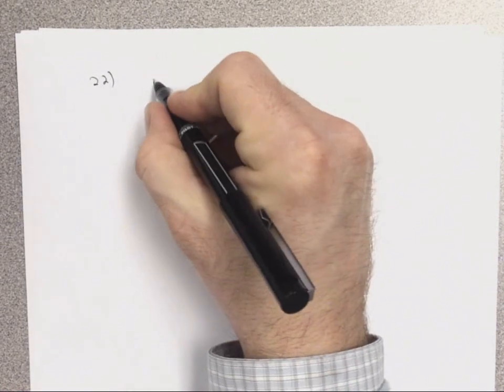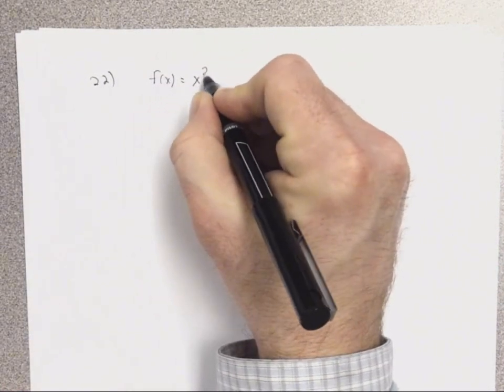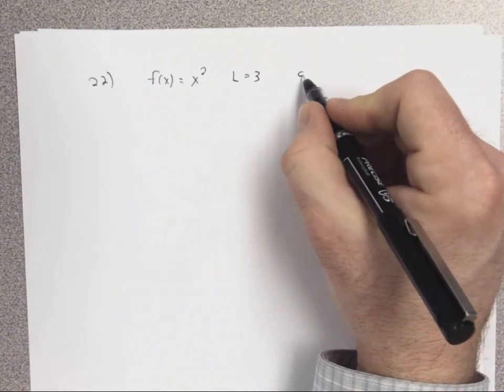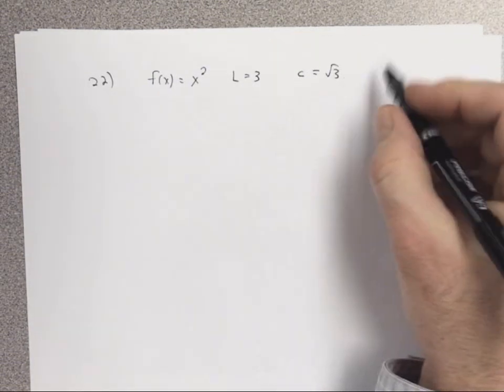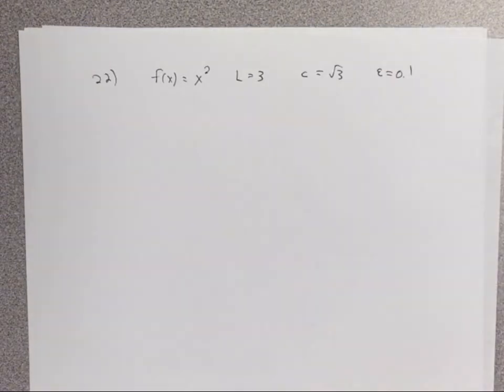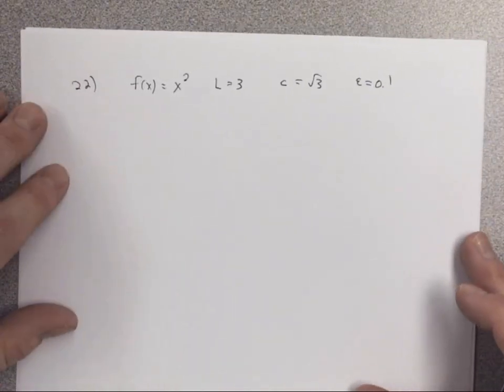So 22 says f of x is equal to x squared, L is equal to 3, C is equal to root 3, and then epsilon is equal to 0.1. So that's what they give us for 22. And what we're going to do is we're going to use the definition to find delta. And then we'll go to 27, which has m and stuff in it, so it looks a little more complicated.